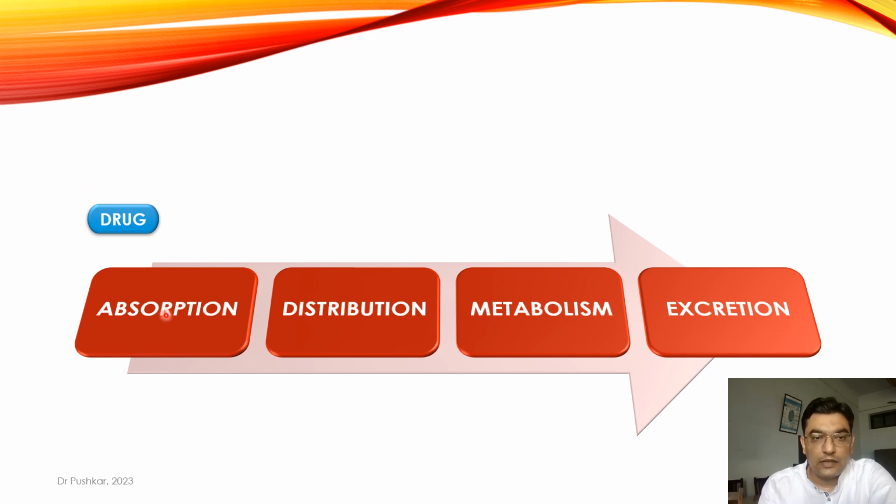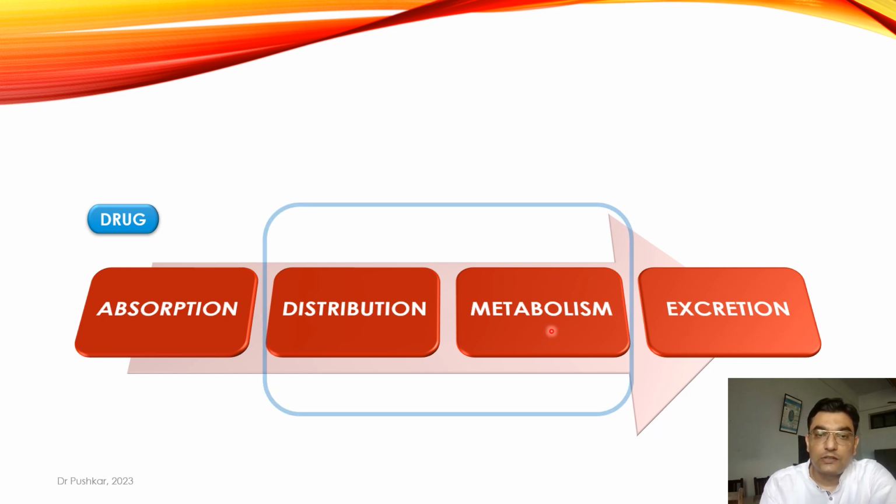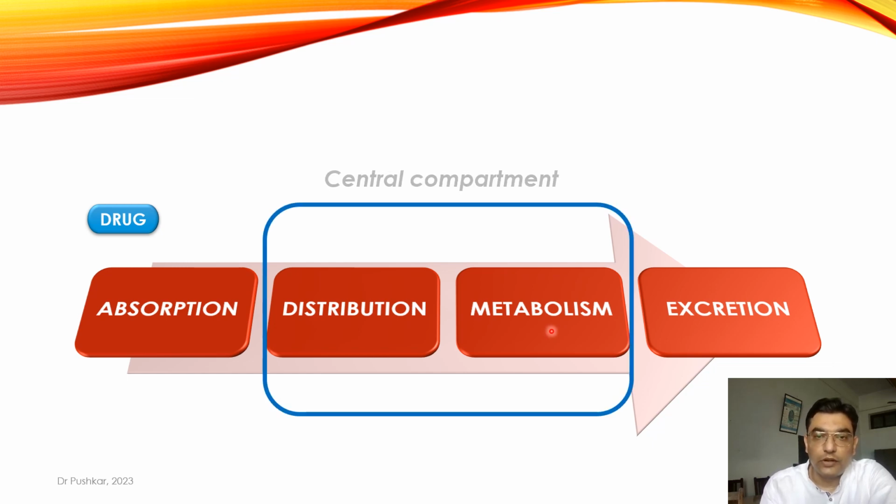After absorption, this drug will distribute as well as metabolize in the body. Suppose we consider this whole body as a central compartment. After absorption into the body, the drug will distribute as well as metabolize. All this happens in the central compartment, and after metabolism it will be excreted out from the body.